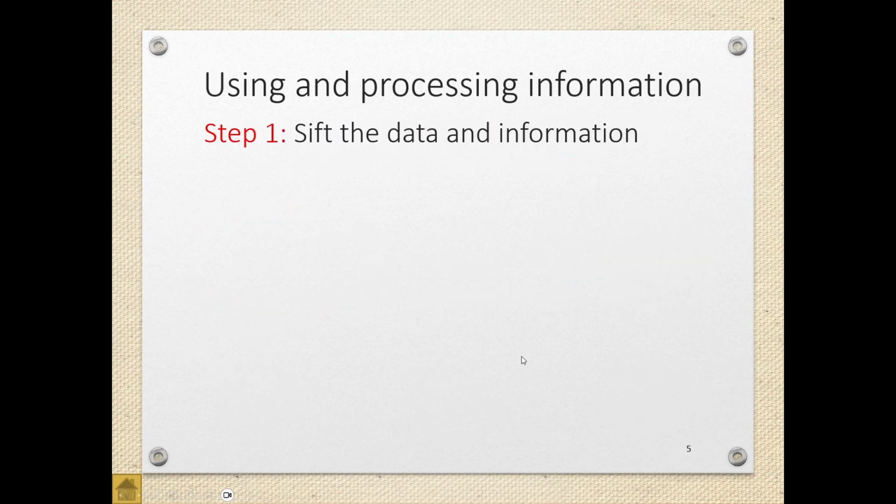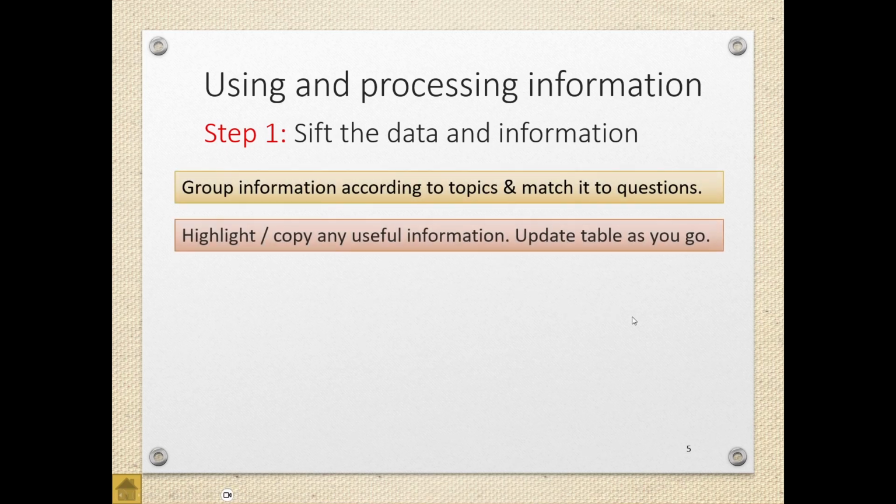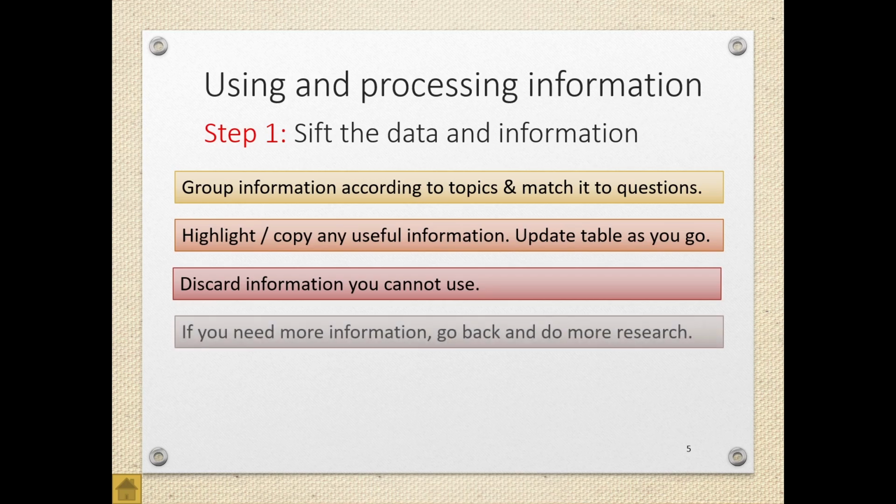So step one, you need to sift the data and information. You can't just take everything, right? Group the information according to topics and match it to particular questions. You want to highlight useful information and obviously update your table as you go along. And don't be afraid to discard information that you cannot use. If it's not relevant to the topic, not relevant to the research, get rid of it. And if you need more info, you need to go back and do more research. And this is why people spend years researching particular topics and things like that.